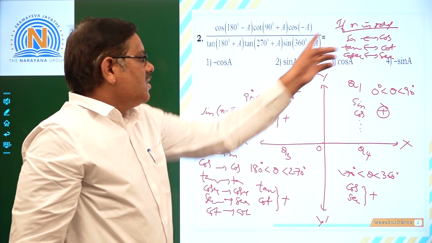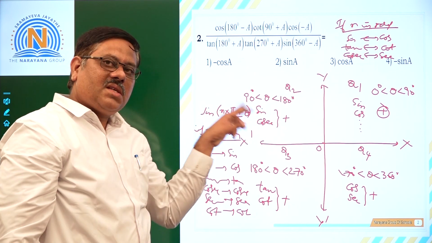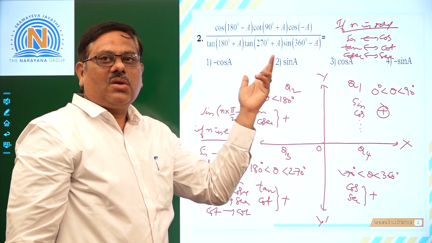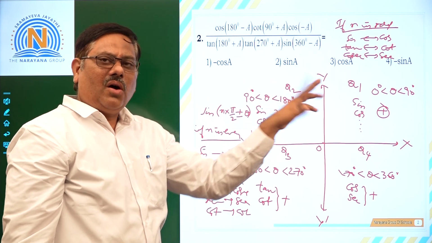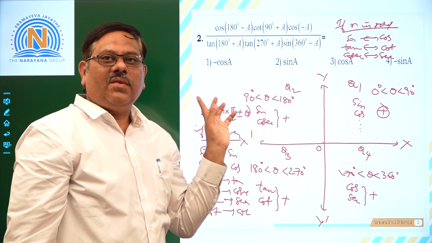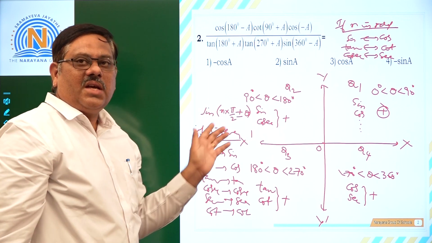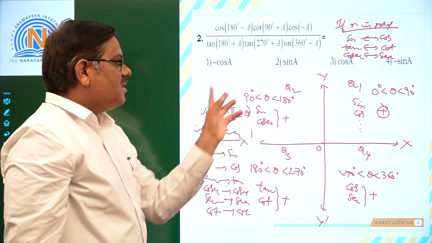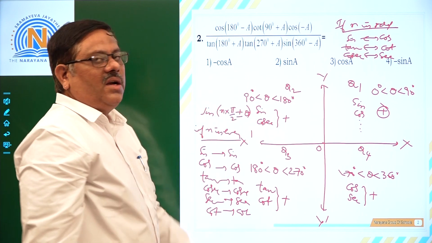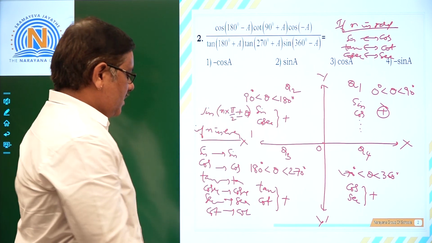Fine. So, if it is an odd multiple of pi by 2 plus or minus theta, sin goes to cos, cos to sin, tan to cot, cot to tan, secant to cosecant, cosecant to secant, we will observe. If n is even, the same function remains. Based on these two observations, we can find out the required result. Now, let us see that.